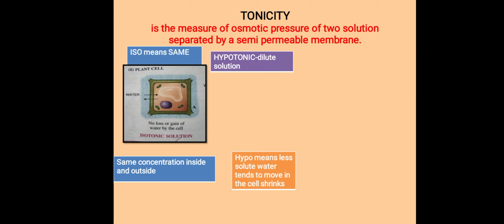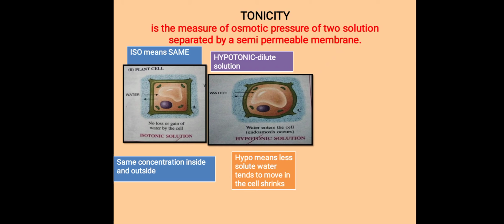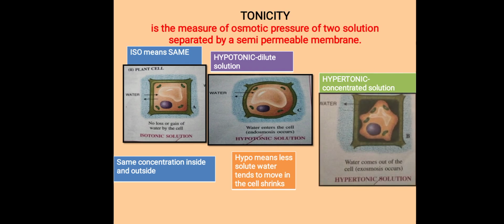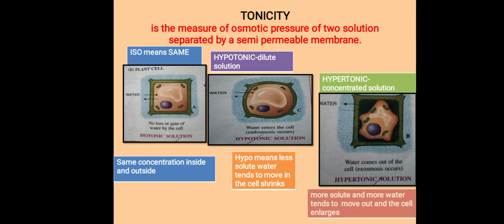Hypotonic means dilute solution. Hypo means less solute, so water tends to move into the cell. Water enters the cell and endosmosis occurs. Hypertonic means concentrated solution, with more solute, and water tends to move out, and the cell shrinks. As a result, water comes out of the cell and exosmosis occurs.